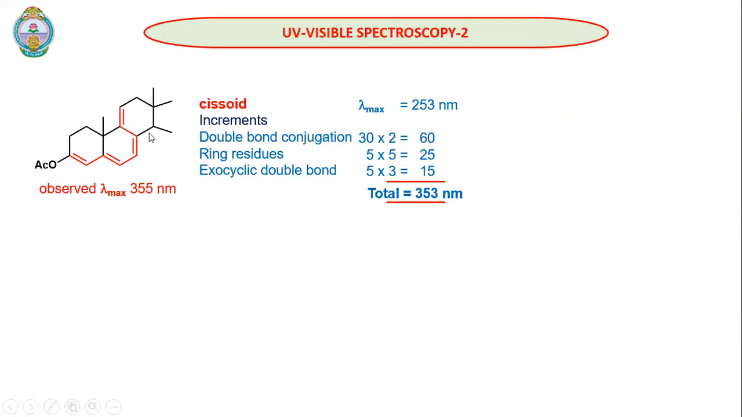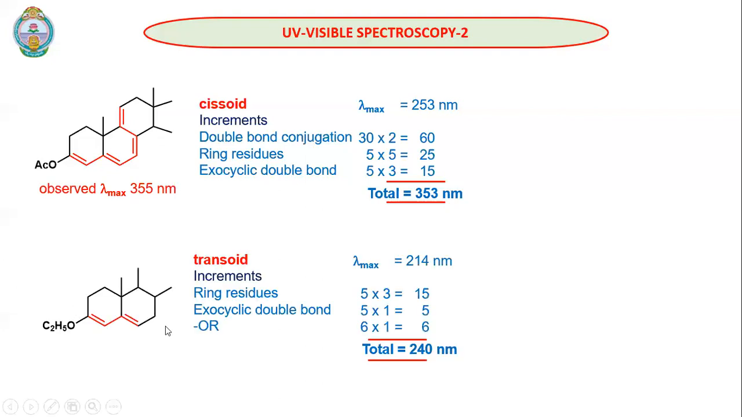But in order to consider the ring residues and alkyl substituents, we must add the conjugated double bonds also to the parent system. Then the substituents which are directly present on these parent systems are considered as alkyl substituents or ring residues, but not this bond and this bond. So here we are getting 353 nanometers, but the observed value is 355 nanometers. Of course, there may be a difference of 1 or 2 nanometers.